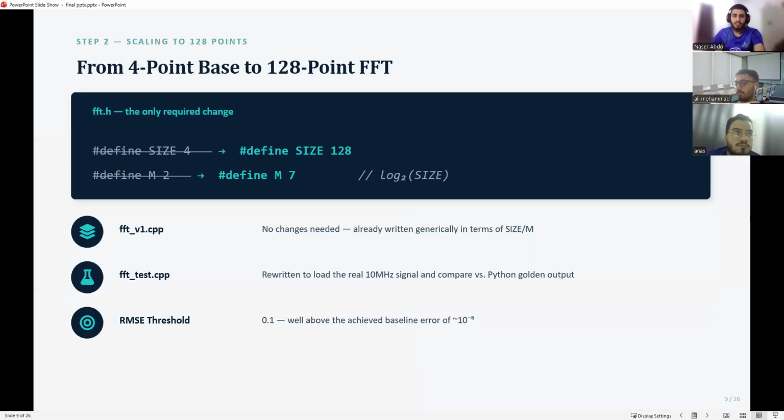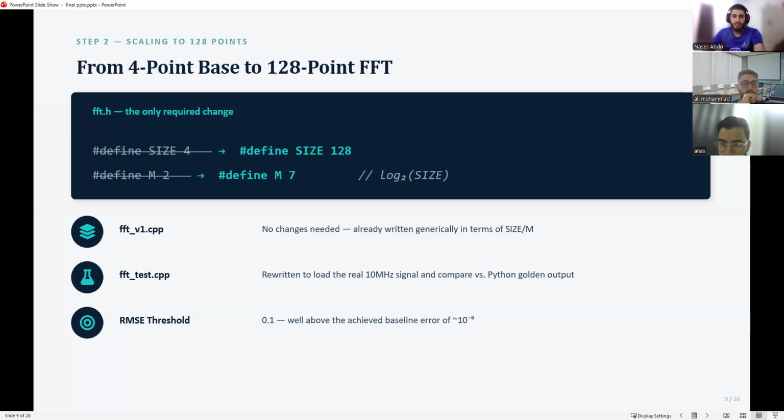And for this slide, the original design was a 4-point FFT. To scale to 128, we only changed the size definition from 4 to 128 and updated the number of FFT stages. The main FFT algorithm did not need modification because it was already written in a generic way.